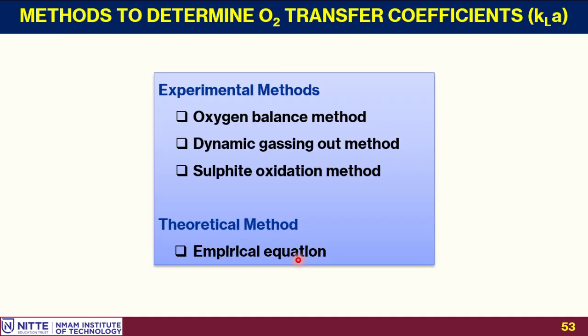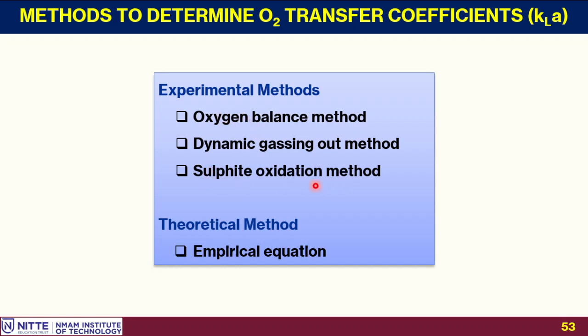So now the next one is to determine this oxygen transfer coefficient KLA. We understand that KLA is very important, which is a mass transfer limitation in oxygen transfer. How do we estimate it? There are three different experimental methods which I'm going to explain now, and one theoretical method. An experimental method is the oxygen balance method, also known as the static method. Another one is the dynamic gassing out method.